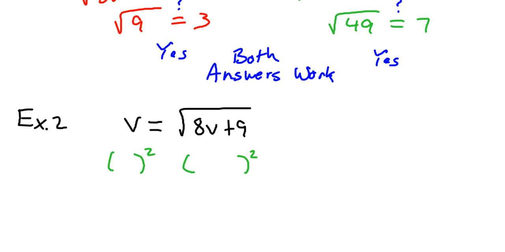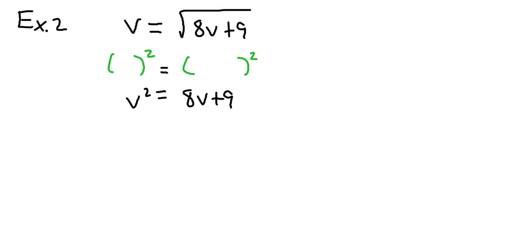All right, and just to save a little bit of time on these, we'll skip through that part. When you do v squared, that's just v squared. When you square the square root, that's going to go away and leave you with 8v plus 9. At the same time, we're going to move the 8v from the right to the left. And then again, at the same time, we're going to subtract the 9 from both sides. Or do you want to do it one at a time?